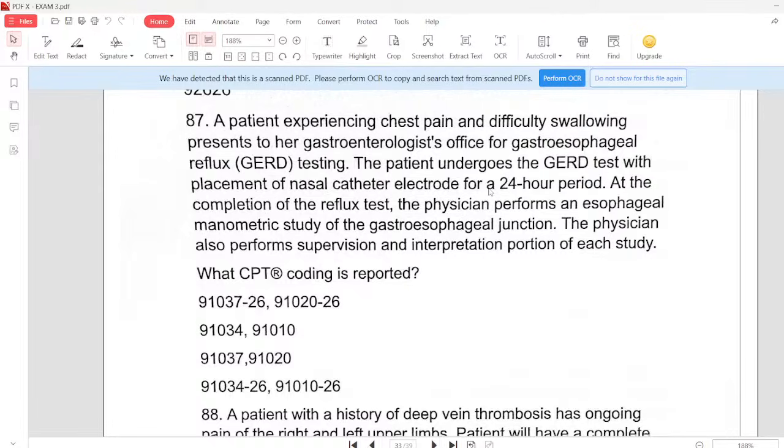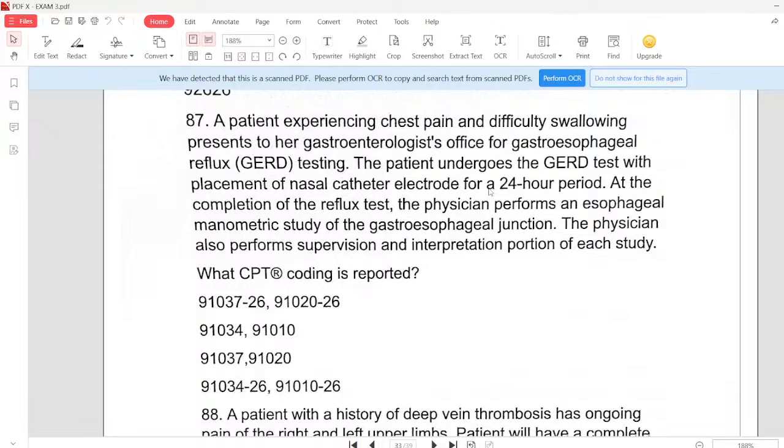Because the 91034 code already contains interpretation and report. And the second code, 91010, also contains interpretation and report, right? So here both the codes explain the supervision and interpretation of the study.